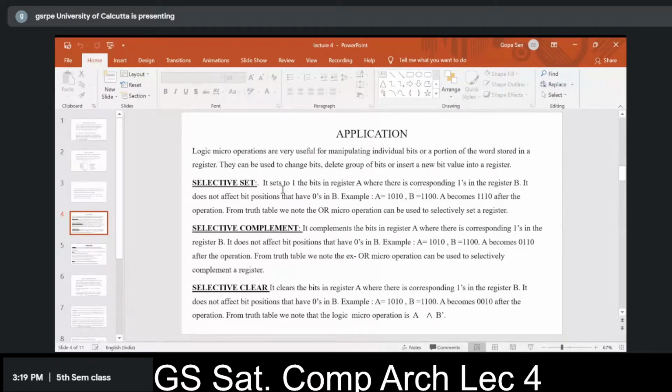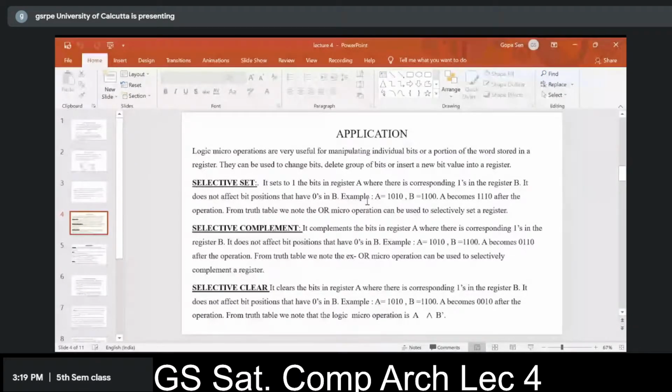It can be either 1 or 0, but it will be set to 1 corresponding to the bit values of B, which are equal to 1. It does not affect the bit values of A corresponding to the bit values of B which is equal to 0. Let us consider one example so that it will be easily understood.